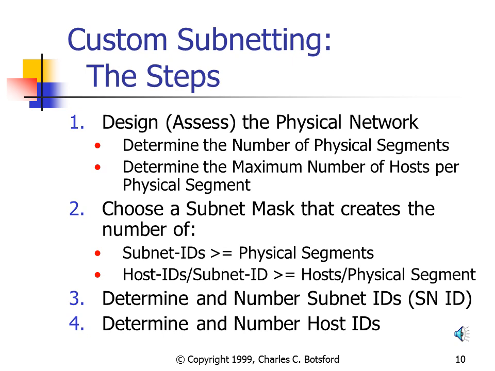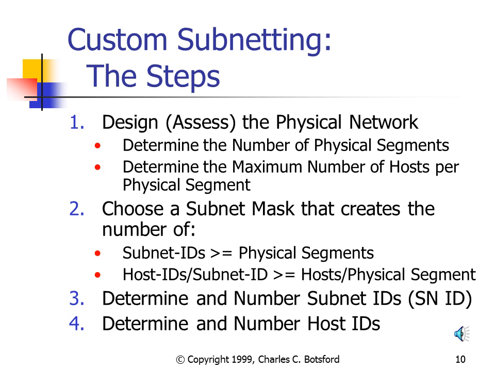Step 2 is to choose a custom subnet mask that creates a number of subnet IDs that is greater than or equal to the number of physical segments, and also the custom subnet mask must give us a number of host IDs on each physical segment that is greater than or equal to the actual number of hosts on each physical segment, because we always have to match the software, that is the numbering of the IP addresses, to the physical segments.